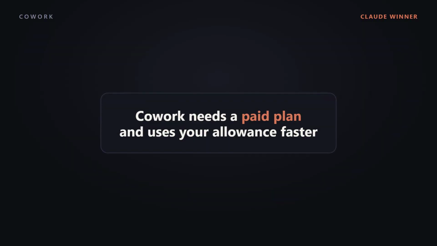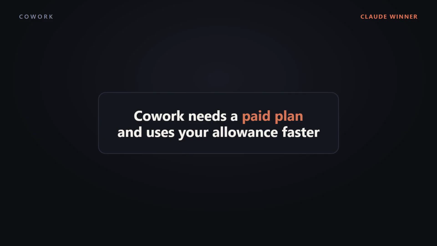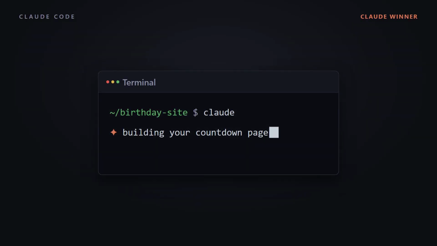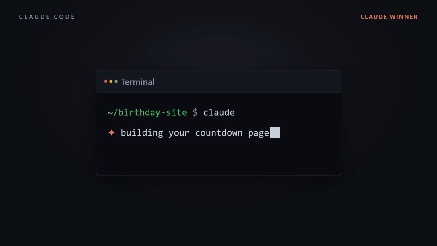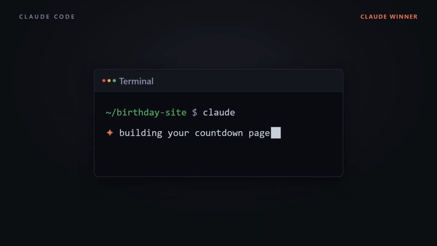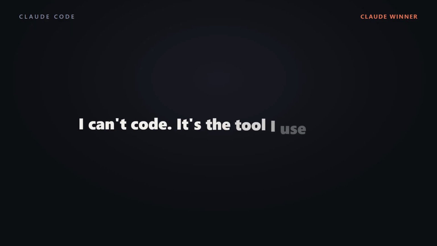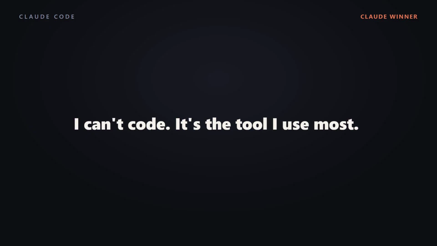Cowork needs a paid plan, and it eats your usage faster than chat because it's doing far more. It runs best on the desktop app where your files live. Code is its hands on the keyboard. The deepest mode. It builds and fixes real software, and it lives in your terminal, your editor, the desktop app, even Slack. Also paid. And the thing beginners need to hear. I don't write code, and Claude Code is the tool I use most. You describe what you want, it plans, it builds, it shows you what changed.